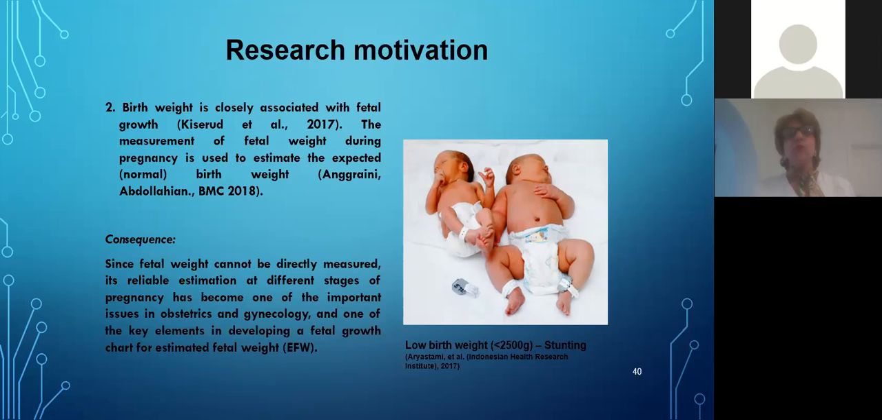So we had to find a way to predict the delivery weight while the mother is expecting. And if we can see at different stages that the baby is going to be underweight or overweight, then intervention can happen, and hopefully we can prevent the bad consequences.